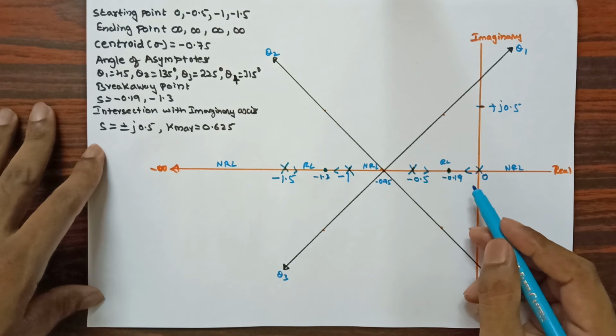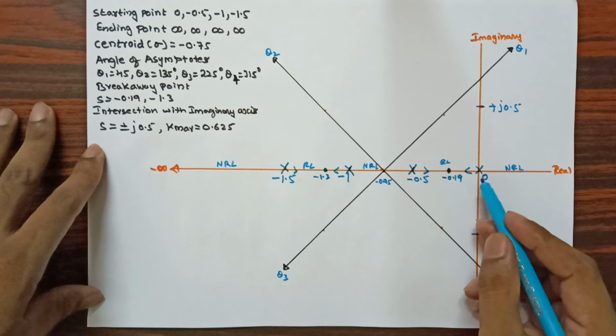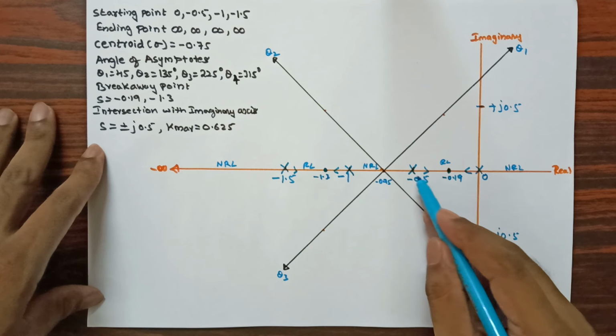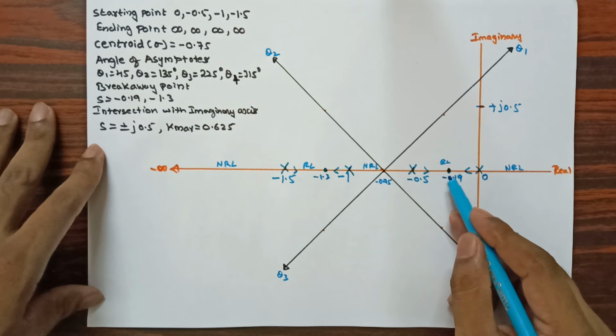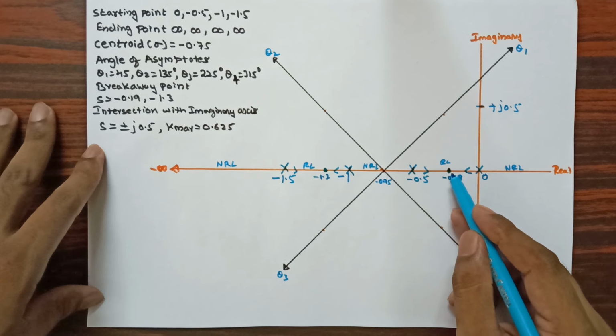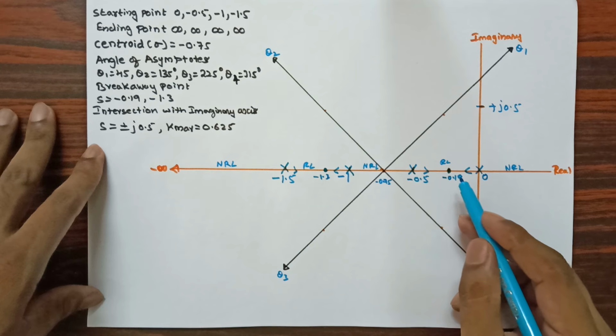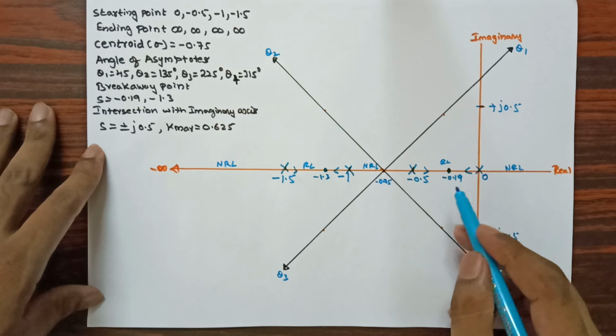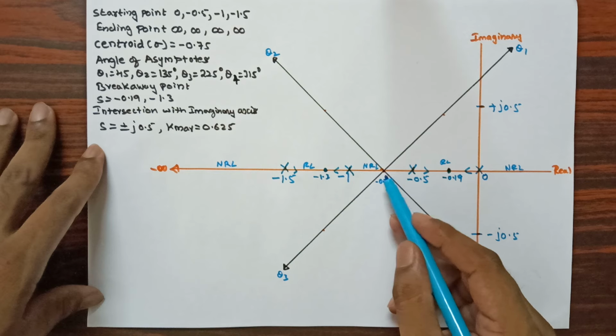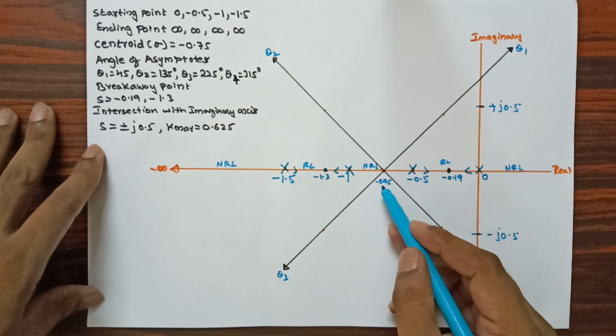Now when we apply the input k equal to 0 to infinity, this pole will be moving in this direction and this pole will be moving in this direction. Then they are going to come out at this breakaway point. One pole will come out above and another pole will come out below, and for this these two poles need to follow certain angles. For that I have considered here the centroid point minus 0.75.